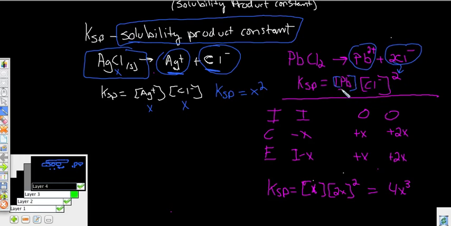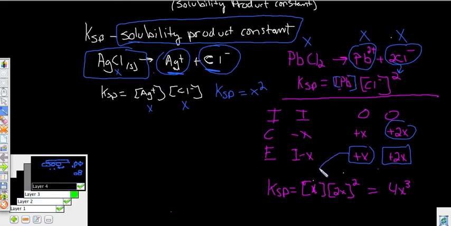Now, how do we solve then for x? If we want to solve for x, remember this would be x, this would be x, this would be x. Just like we've always done for substituting in x, we can do an ICE table to find out the value of x. So the value of x, we're going to be subtracting from here with our change. We're going to be adding to lead, and we're going to be adding to chlorine 2 times, right? So we have 2x because chlorine is double. And so our final values are 2x for chlorine and x for lead.